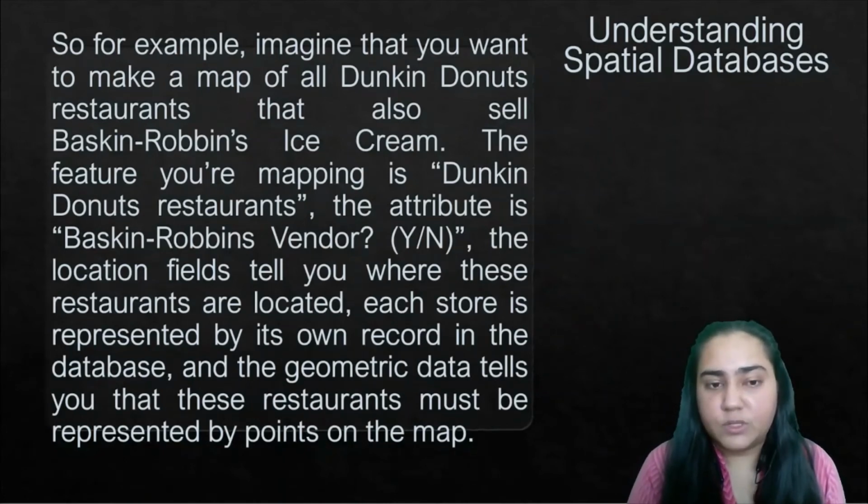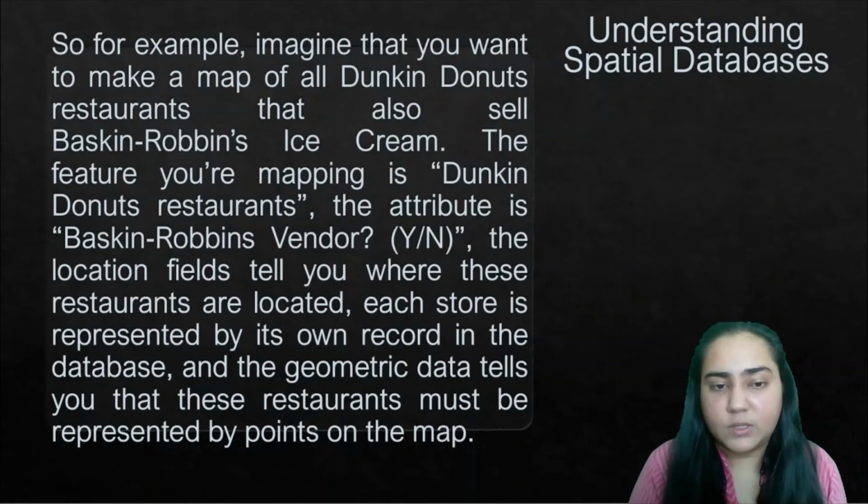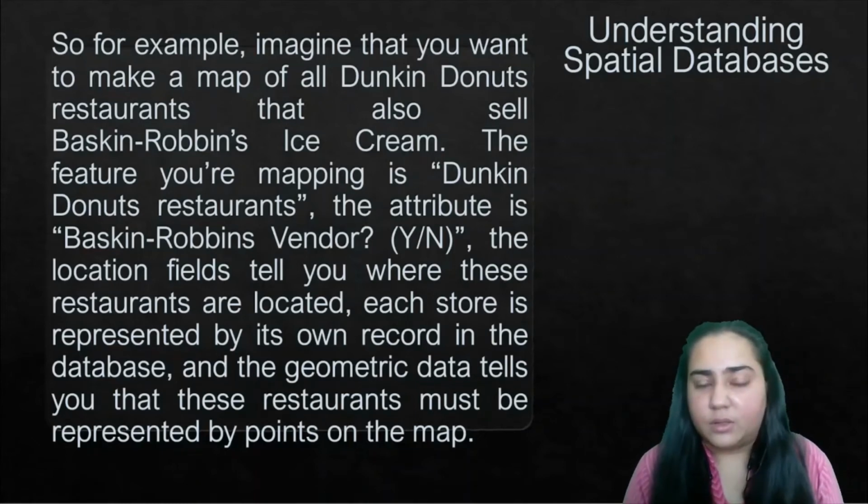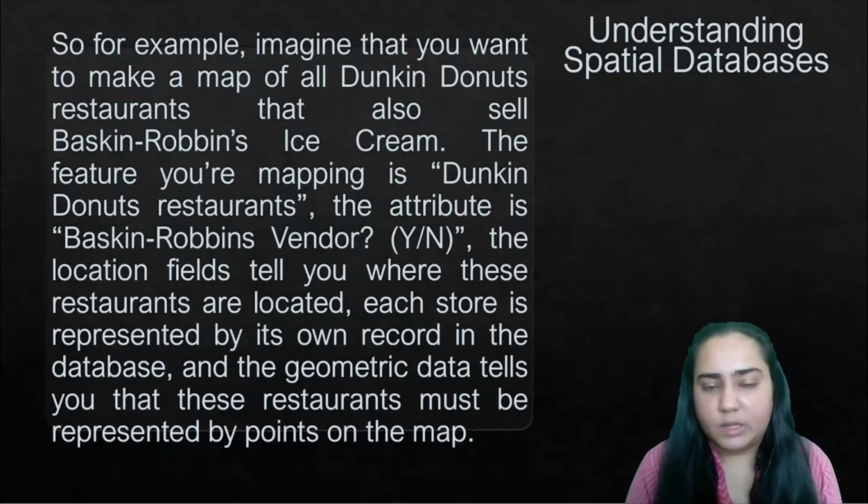Each store is represented by its own record in the database, and the geometric data tells you that these restaurants must be represented by points on the map, because it doesn't make sense to show restaurants using polygons. You would show the cities or something using polygons. You would not show restaurants using polygons, you'd rather use points. So I hope this is clear: what is an attribute, what is location, and what is geometric data.